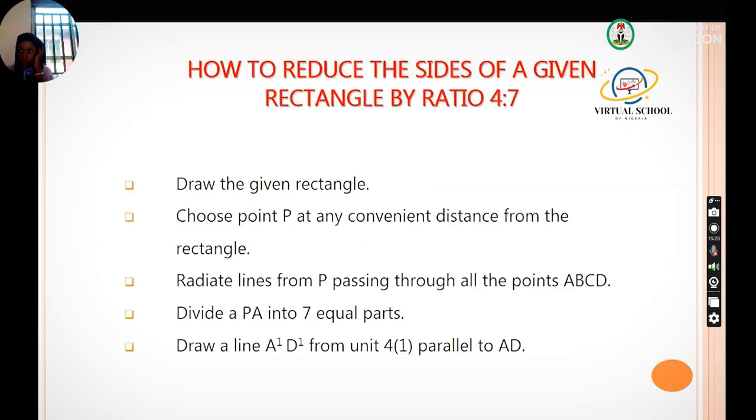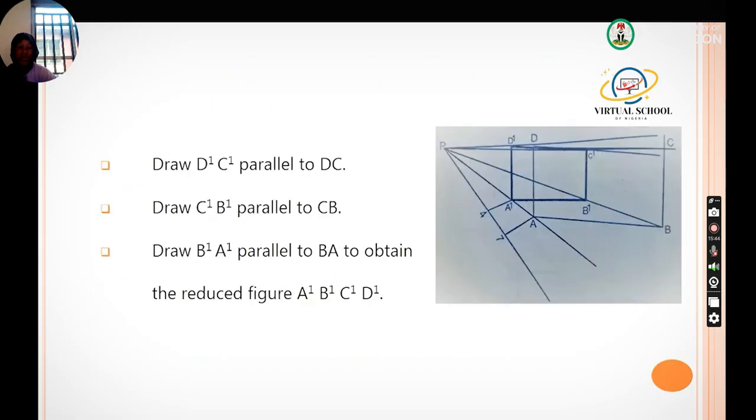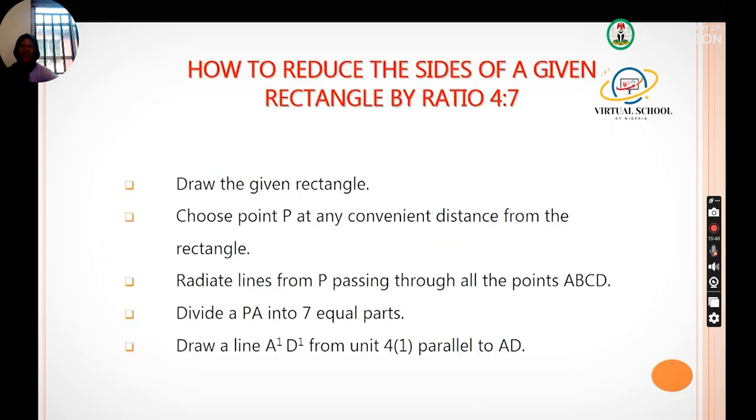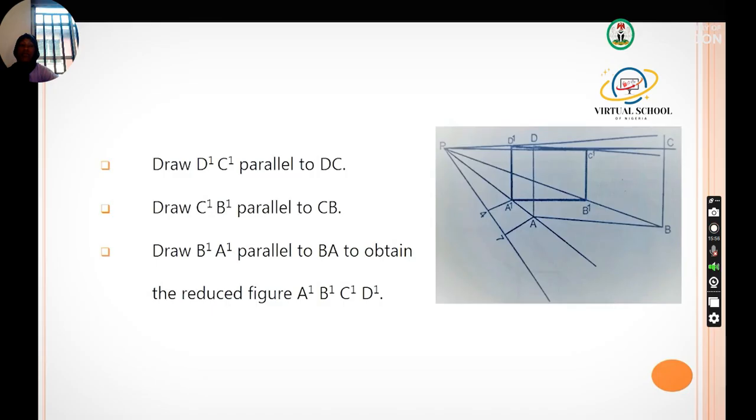Divide PA into 7 equal parts. Now, remember, our rectangle has 4 points, so we are going to have 7 lines to be able to have the reduction. Divide PA into 7 equal parts. Now, this is PA. The easiest way for you to do this is just to step on this PA 7 times and make sure the steppings are equal.